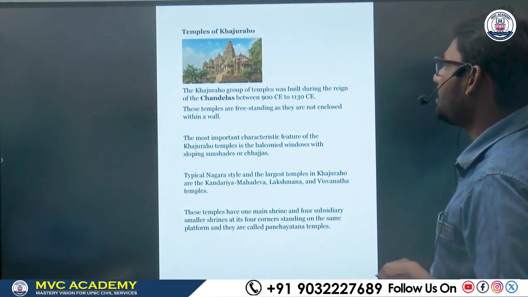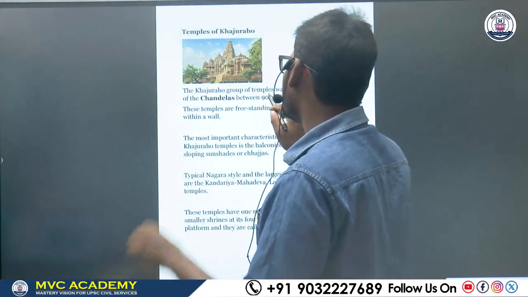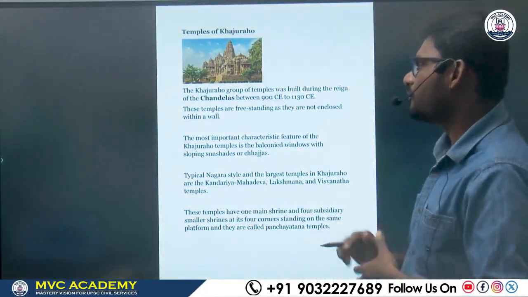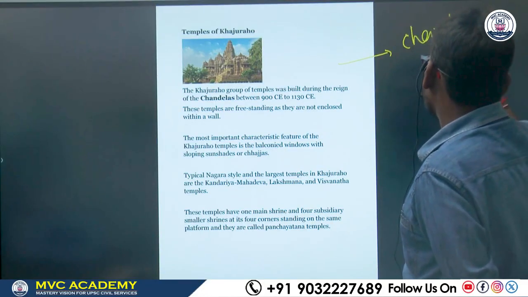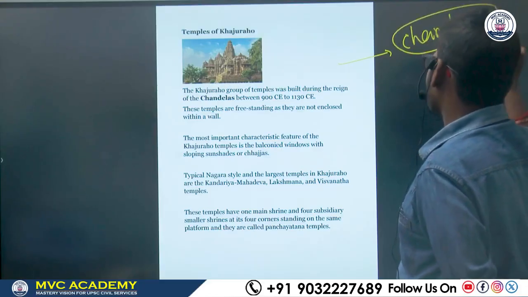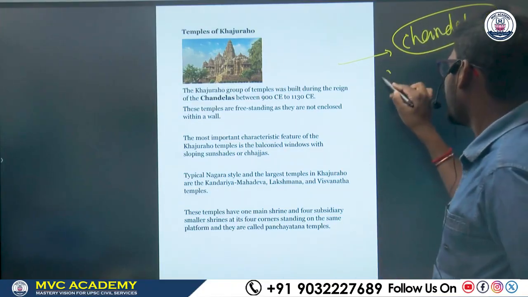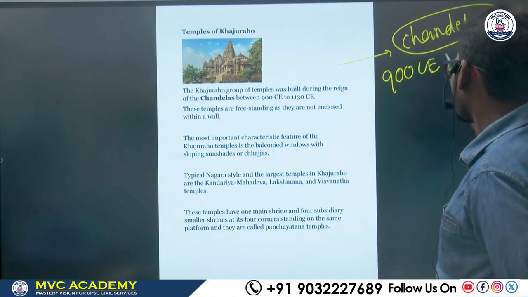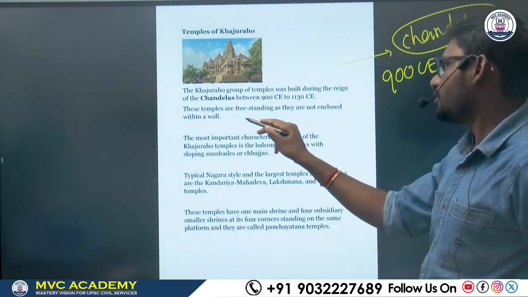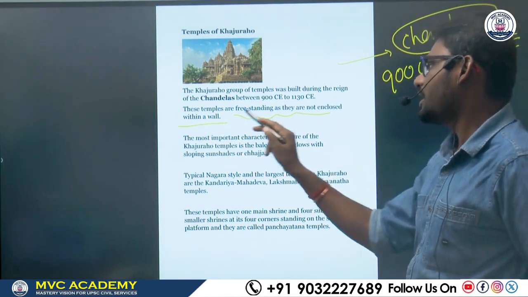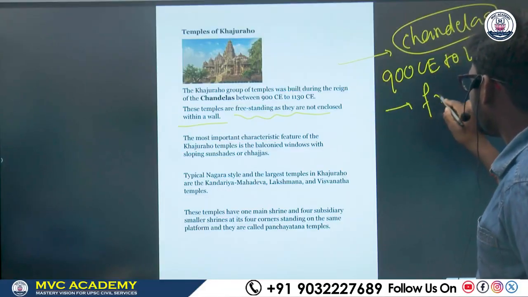Next example we are having, temples of Khajuraho. The Khajuraho group of temples was built during the reign of the Chandels. The kingdom name was Chandels. So Khajuraho temples were built during the time period of Chandels, between 900 CE to 1130 CE. These temples are freestanding as they are not enclosed within a wall. So the main feature is freestanding.